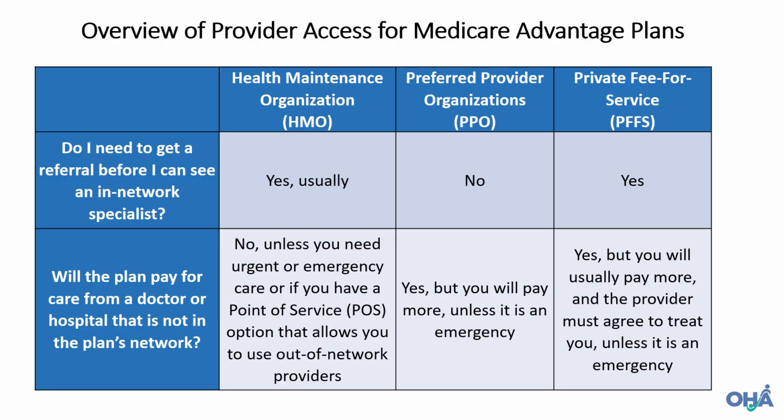Will the plan pay for care from a doctor or hospital that is not in the plan's network? With an HMO plan, no, unless you need urgent or emergency care or if you have a point of service, POS, option that allows you to use out-of-network providers. With a Preferred Provider Organization or PPO plan, yes, but you will pay more unless it is an emergency. With a private fee-for-service plan, the plan will pay for care from a doctor, but you will usually pay more, and the provider must agree to treat you unless it is an emergency.